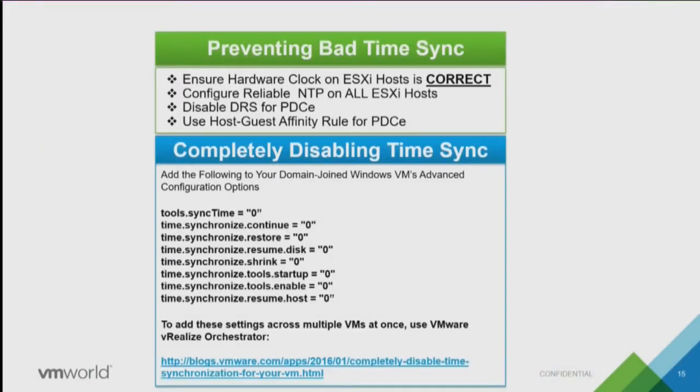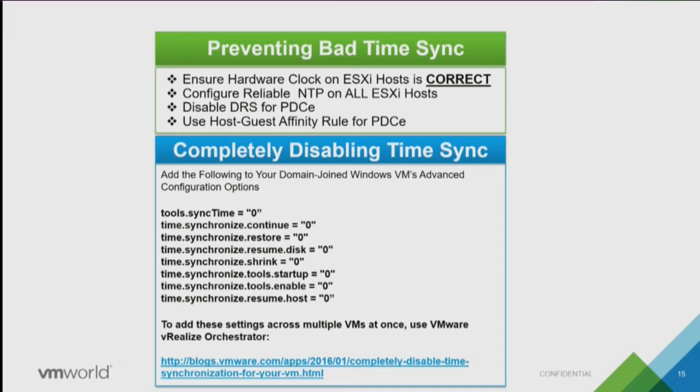So let's start. It starts, obviously, with the host. Make sure your ESXi host is syncing to a known good time source. Whether that's an external source on the internet, we've had some customers that have GPS systems on their roof and they sync to that. Whatever it is, as long as it's trusted, make sure ESXi is syncing to that. Make sure the hardware clock on the host is set correctly. Disable DRS for the PDC emulator and use host guest affinity. The only reason we're recommending that is because that role is particularly important for time sync. It doesn't necessarily have to stay on the exact same server, but it's good to always know where it is.